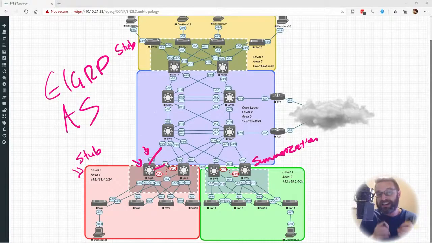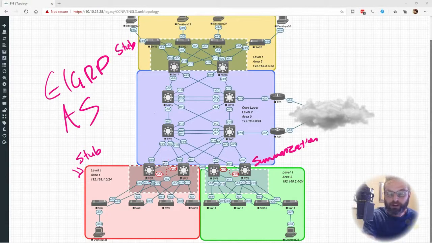When you configure EIGRP summarization, you have to configure it on all of the links that are running EIGRP in the direction that you want summarization to occur on. That's a big thing to know about, and that's a big traffic engineering tip that I have for you.